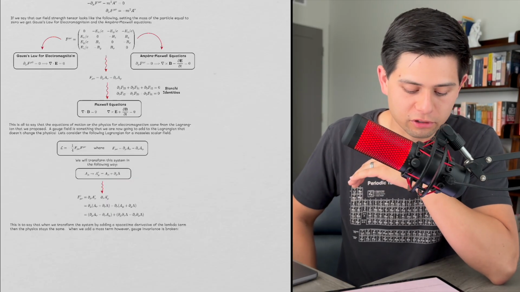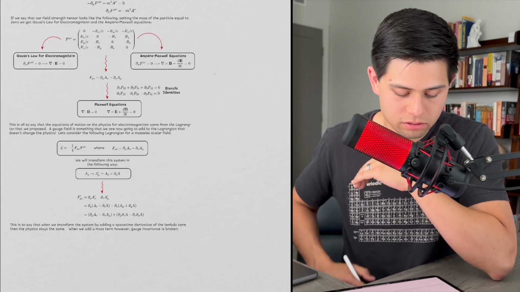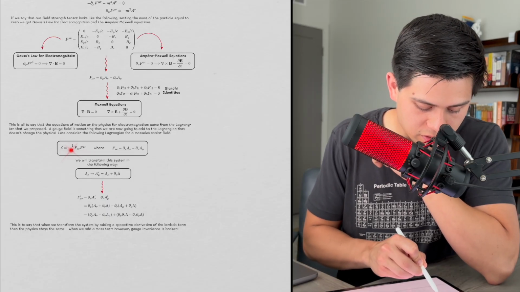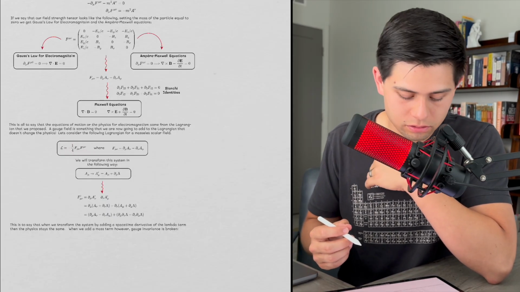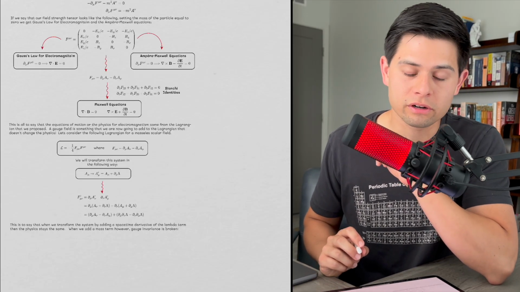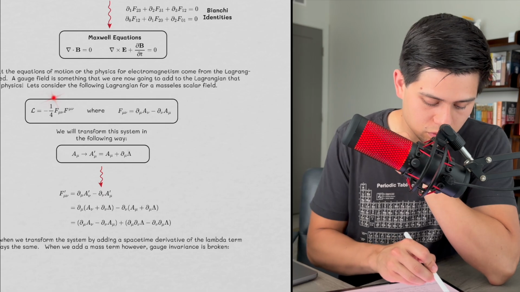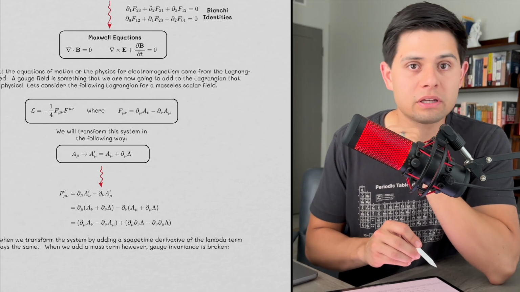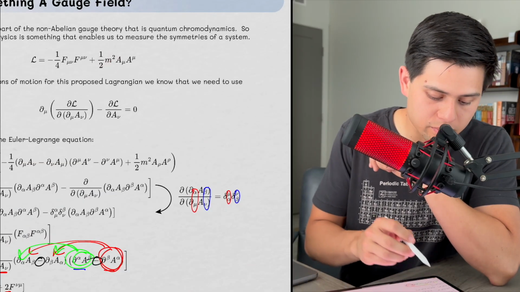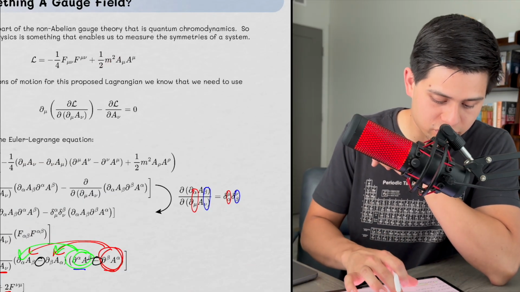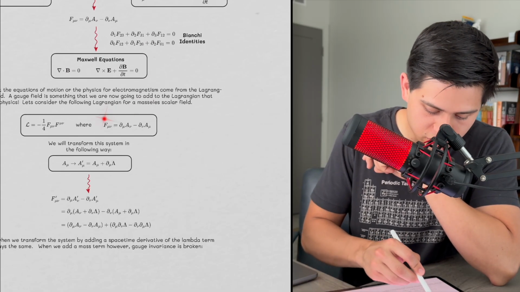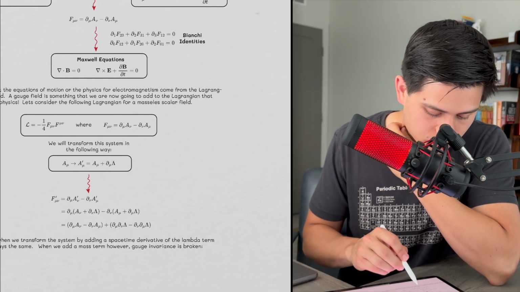Let's consider the following Lagrangian for a massless scalar field. So here's our Lagrangian for a massless scalar field. We want to specify massless because mass is actually going to break the symmetry here. M equals 0, so we go up here, and this whole term goes to 0. And this is, again, just our standard definition of F mu nu.